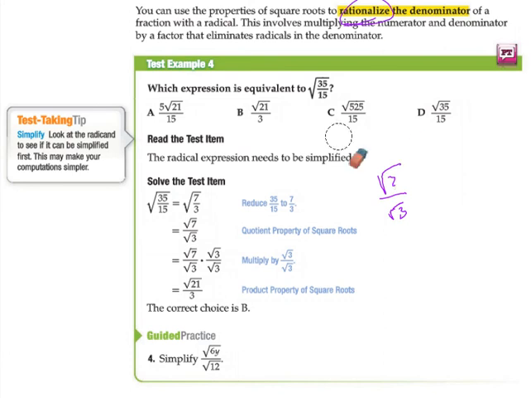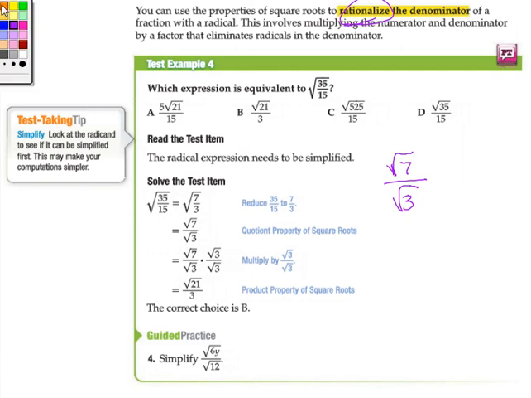To rationalize the denominator, what we do is we multiply the denominator by some number that will get rid of the radical. In this case, it'll make the radical a perfect square. The way to make the square root of 3 a perfect square is to multiply it by the square root of 3. Okay, we're going to multiply it by the square root of 3 over the square root of 3 because that's 1. Okay, and we can multiply anything by a form of 1 that helps us out.